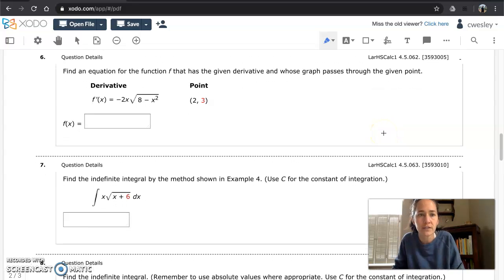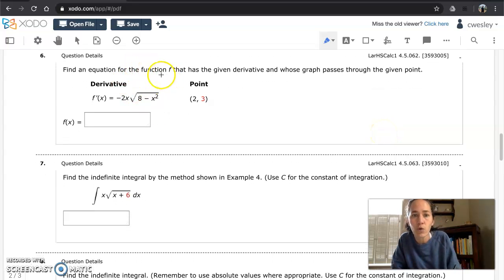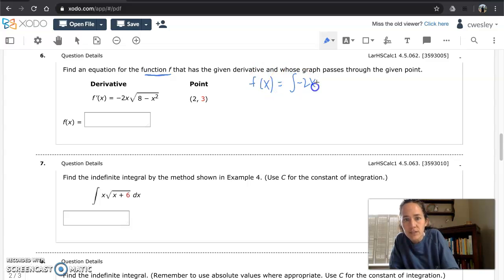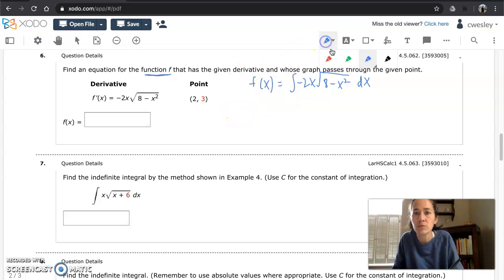So on number 6, it says you're given a derivative and you want to find an equation for the function f. That means you have to integrate. You know you have to integrate in every single one of these, but if we want f of x, we have to integrate the derivative in terms of x that's given. So here's the u sub practice taken with respect to x. So that's step 1. We want to integrate this, and let's use some u substitution.